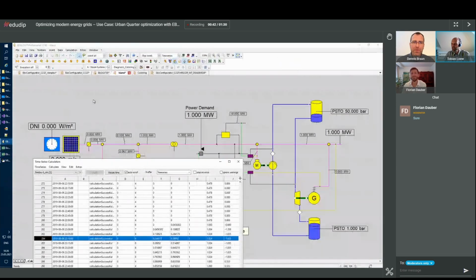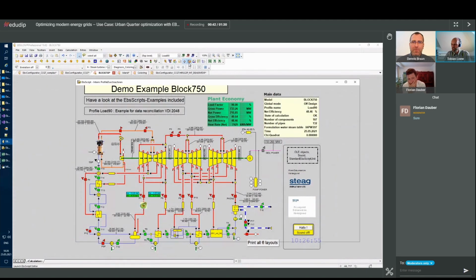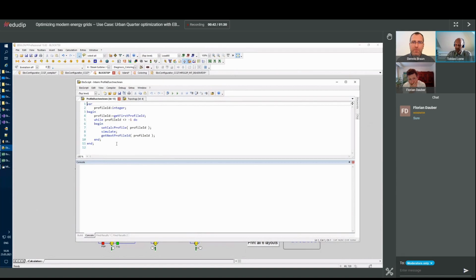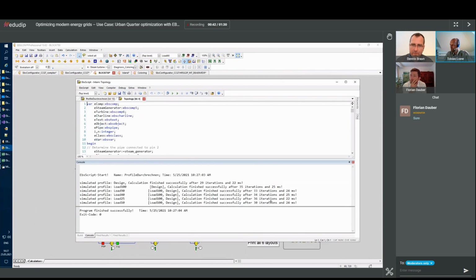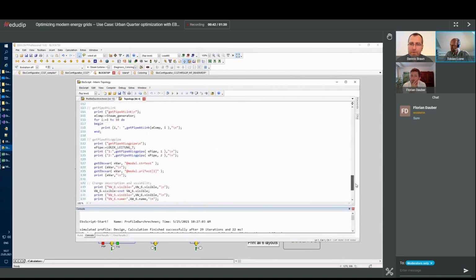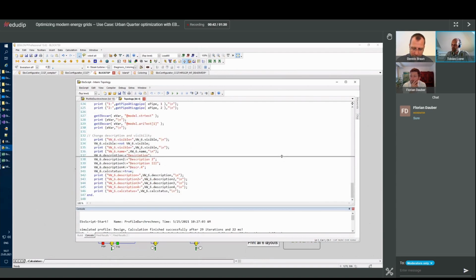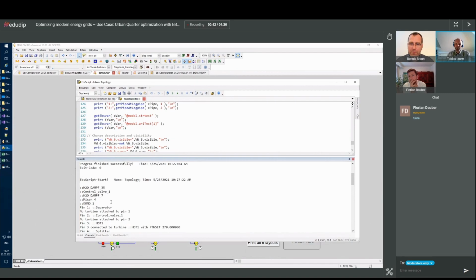On the one hand side, we have an internal interface, which is our EBScript language, which is a Pascal-based language. And here we have a very small script, which simply calculates all the profiles in the model, which already happened. But you can have arbitrary complex scripts, which I think Florian will also show you right now. And here we have a script which analyzes the topology of the model and prints out information about which component is connected to which other component.